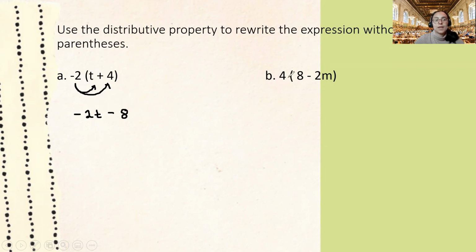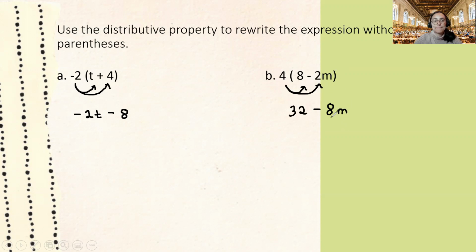Okay. For B, I have 4 times 8 minus 2m. So I'm going to distribute the 4 inside the parentheses. So 4 times 8, they're both positive. So my answers will be positive. So 4 times 8 will be 32. And I'll distribute the 4 to the -2m. So 4 is positive and 2m is negative. So a positive times a negative will give me a negative. 4 times 2 is 8, and I bring down my m.